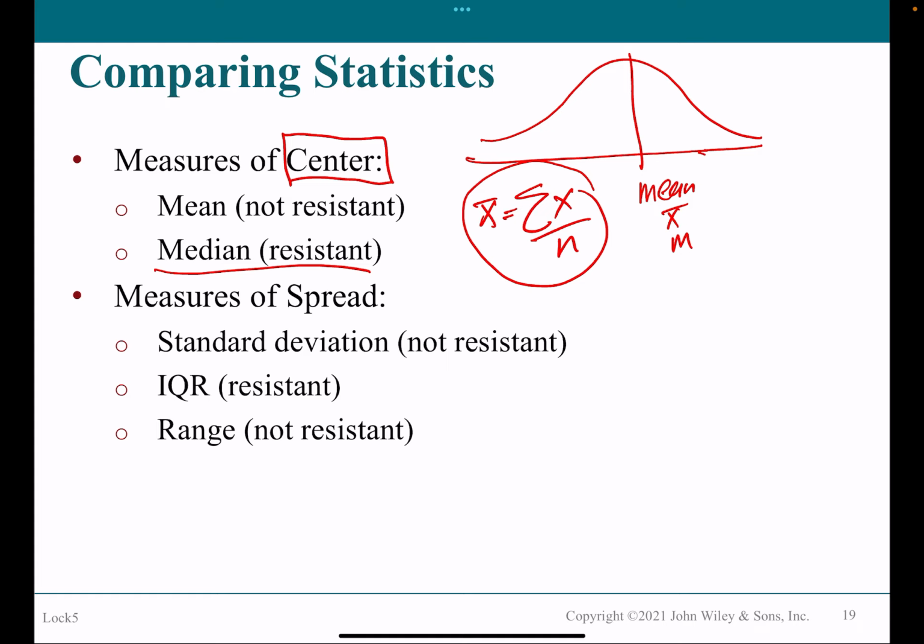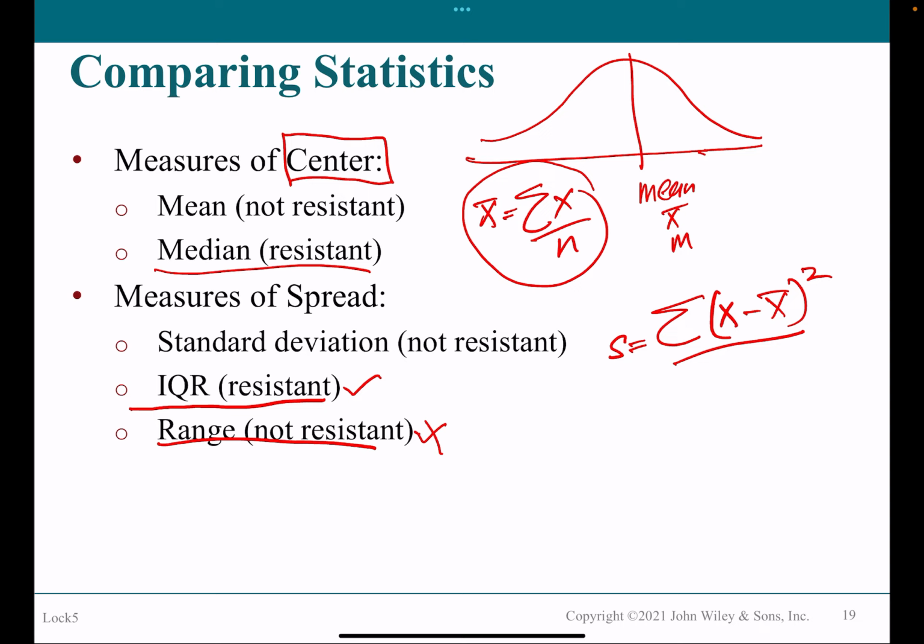Later we talked about standard deviation. Just a few minutes ago we talked about IQR and range. Range is not a resistant measurement, but IQR is a resistant measurement. If you think about standard deviation, the formula is the square root of the summation of (x minus x bar) squared divided by n minus 1.